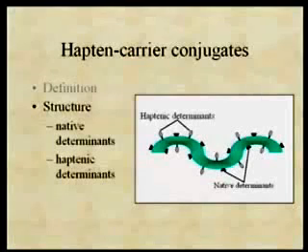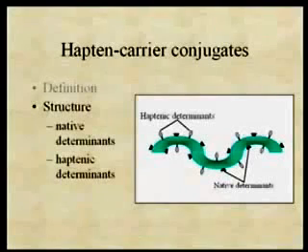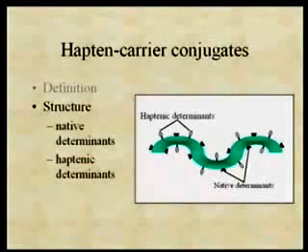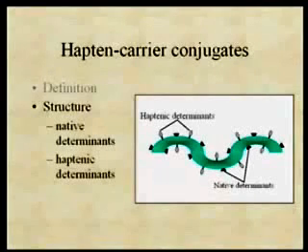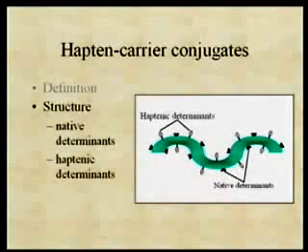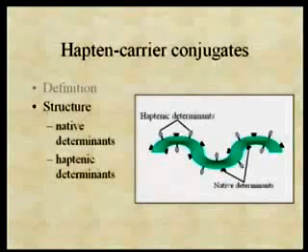These haptene carrier conjugates actually have two kinds of determinants, two classes of determinants. The native determinants are those that the carrier had anyway. The carrier, remember, has to be an immunogenic molecule. So whatever determinants the carrier had, those are referred to as native determinants. The other class of determinants that are present are the haptenic determinants. And these are created by the attachment of the haptene to the carrier.